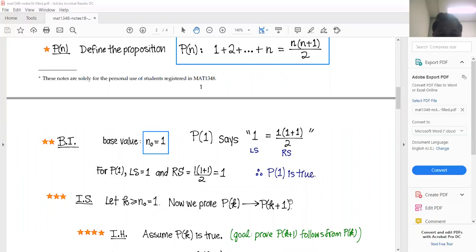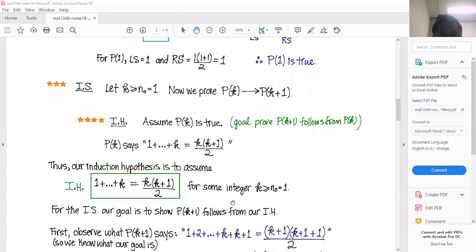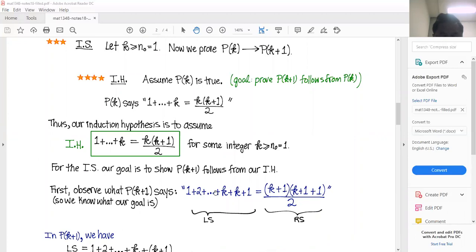So we have 1 plus 2 plus ... plus k equals k times (k plus 1) over 2. This is our hypothesis. Next, we want to show our P(k+1) is true. So we want 1 plus 2 plus ... plus (k plus 1) equals (k plus 1) times (k plus 1 plus 1) over 2. This is the left side and right side.